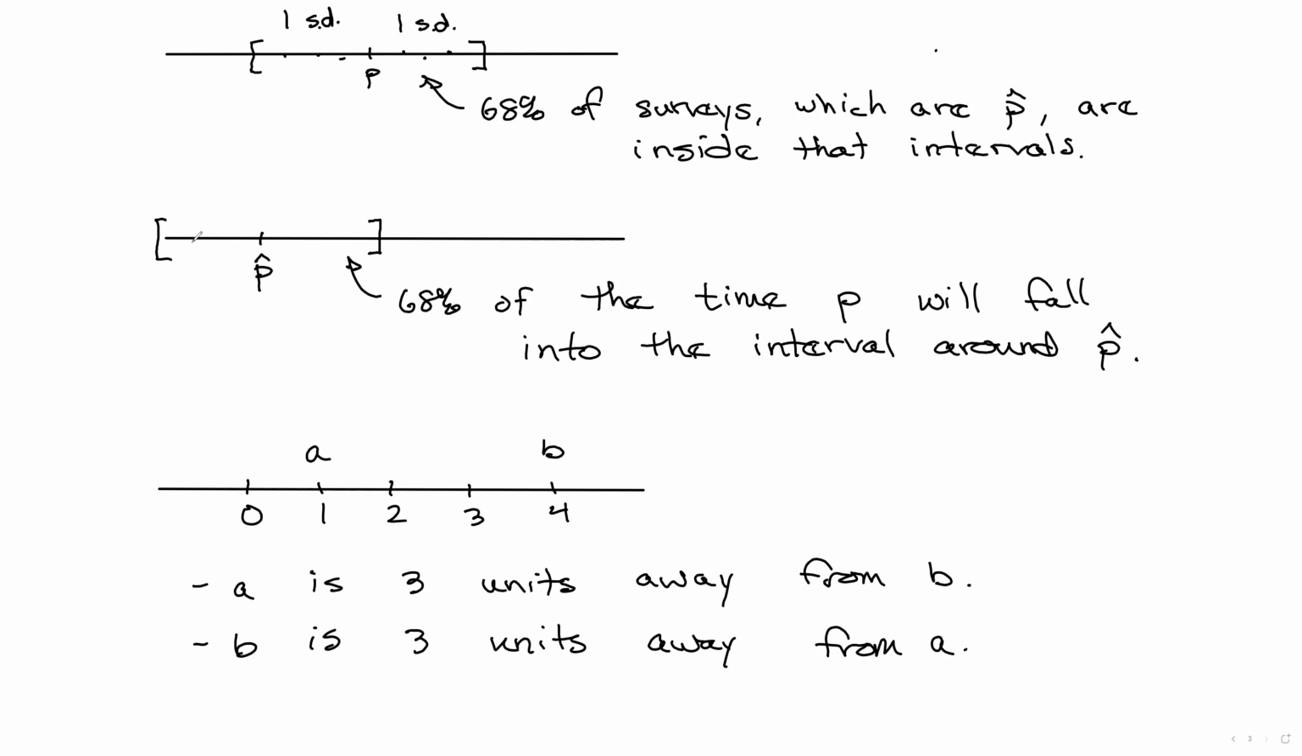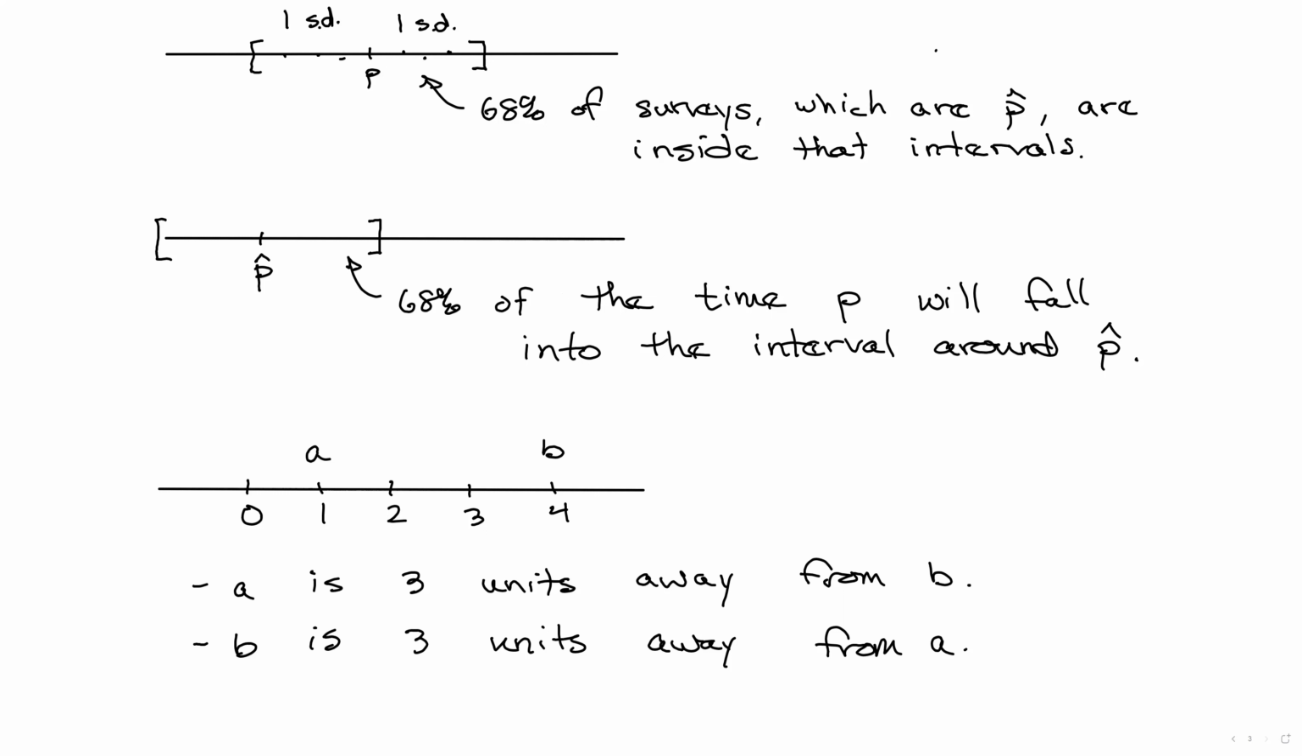So I want to be clear here. I'm not saying that the P's move around in here. The P is the same. The population parameter doesn't change. The idea is that for each P hat, if you go through and put an interval around it, then there's a 68% chance that the P is going to lie inside of it. All right, let me show you a picture.